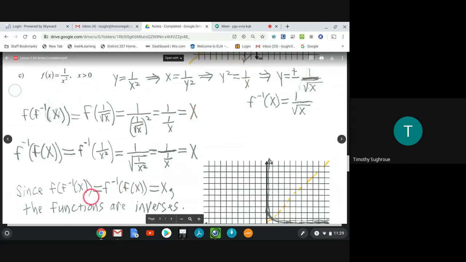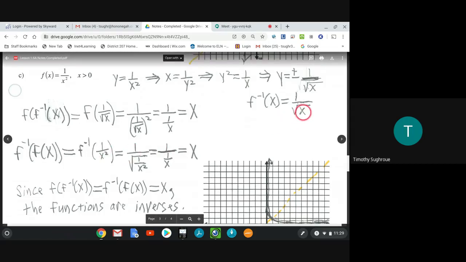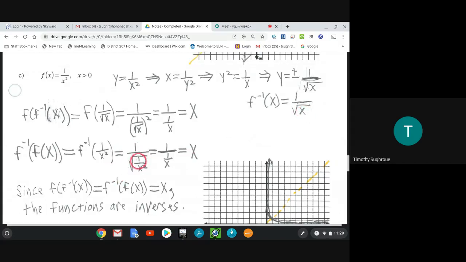Let's check the other direction. Take x, plug it into the f function. This comes out. Here it is. Now the inverse function says whatever comes in, here's my inverse function right here. Whatever comes in, take the square root of it, and then take the reciprocal of it. So if 1 over x squared comes in right here, it's 1 over the square root of 1 over x squared. The square root of 1 is 1. The square root of x squared is x. Take the reciprocal, we get x.